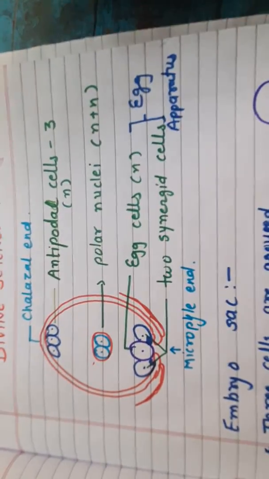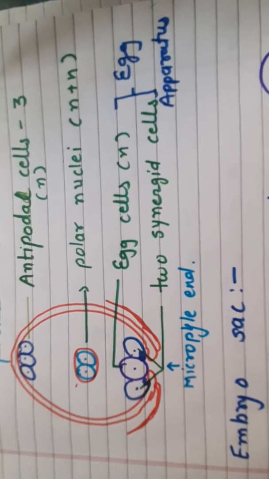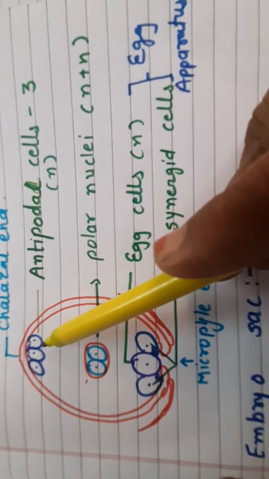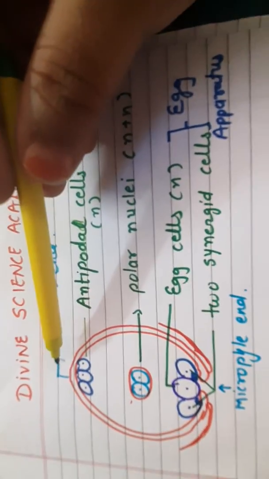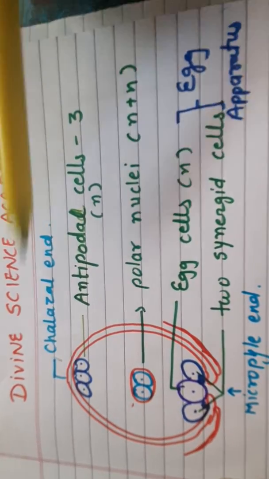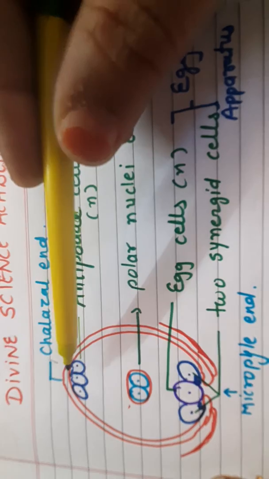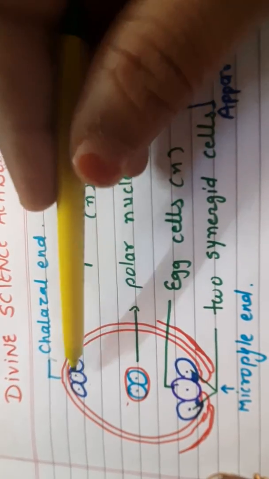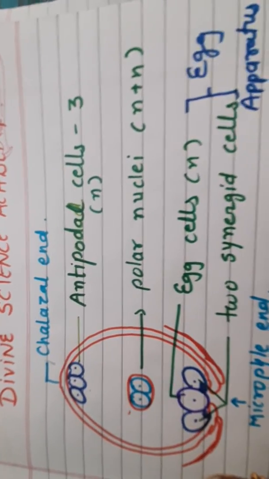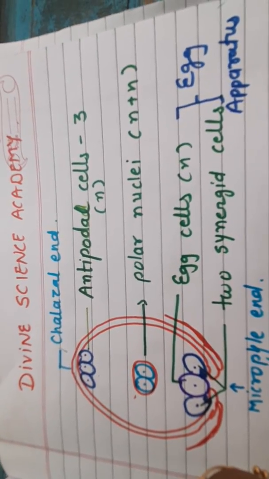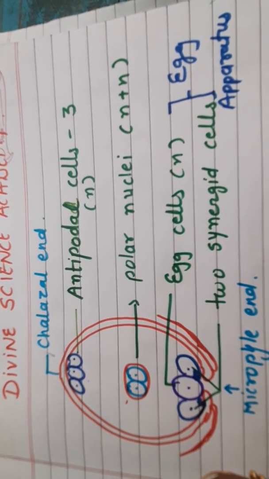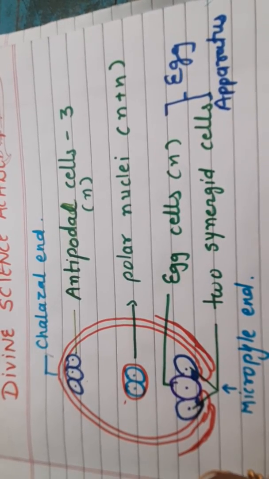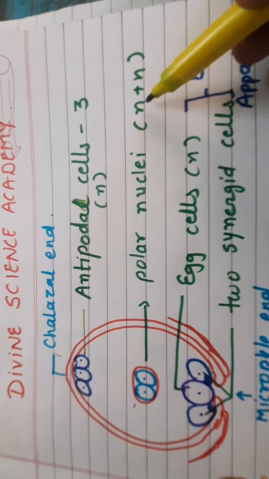Now exactly the arrangement of the embryo sac. Most important in the structure of the embryo sac, 3 cells are arranged towards the chalazal end. You can see, this is the chalazal end. And they form antipodal cells. It is located towards the chalazal end. All 3 cells are haploid. So there are 3 cells, 1, 2 and 3, located towards the chalazal end, and they are known as antipodal cells. In the center, as we have learned, it is polar nuclei, but 2 nuclei. So that's why I have written N plus N.